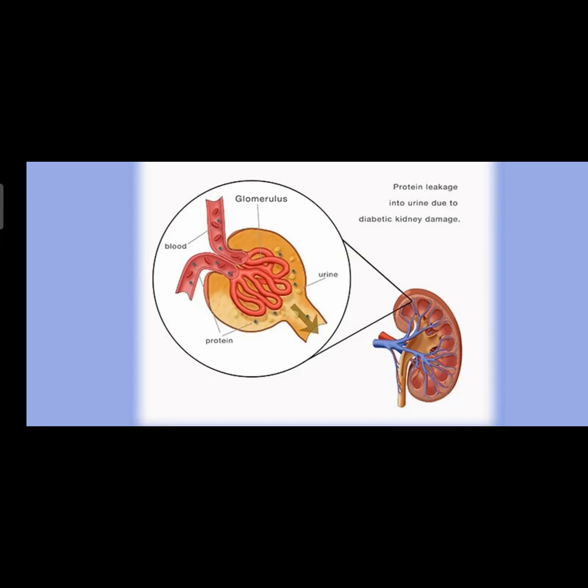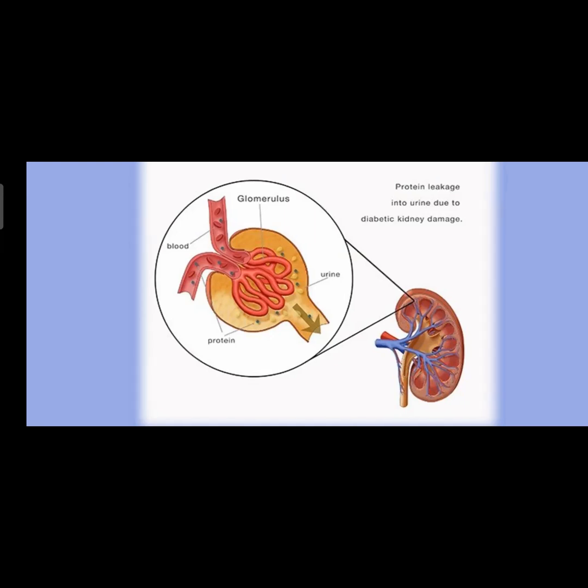Having high glucose interferes with the functions of the glomerulus. These filtering units are damaged and do not work properly. And then these proteins, which are in this yellow portion, we can see this protein, it lets into the urine, that is proteinuria.